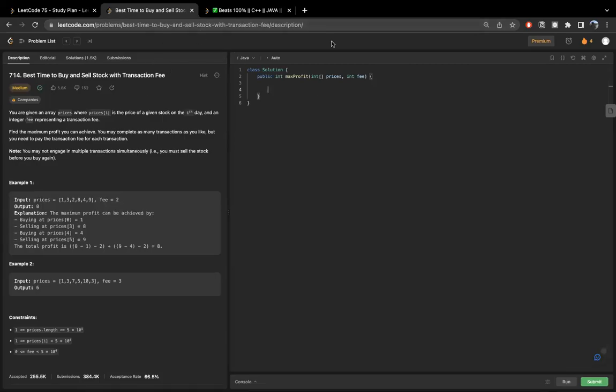Okay, guys, welcome back. So today's question is, what is the best time to buy and sell a stock? The only catch is this time, whenever you do, you will get a real-time transaction fee. So you have to make sure of two things.